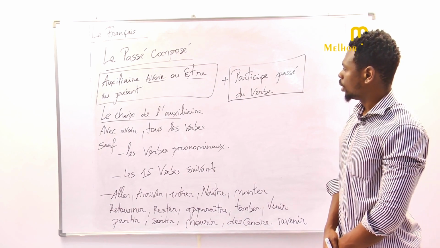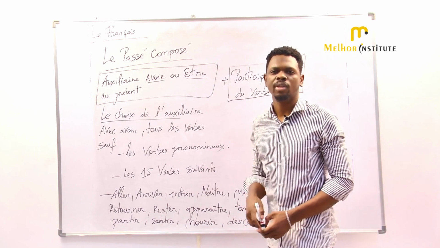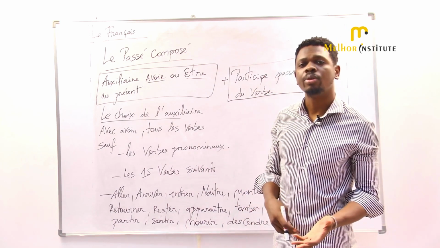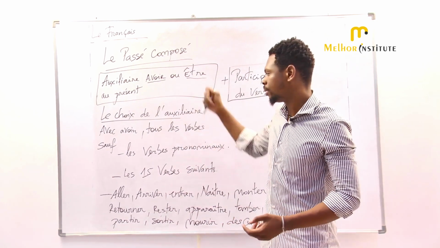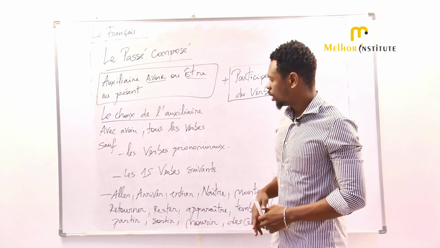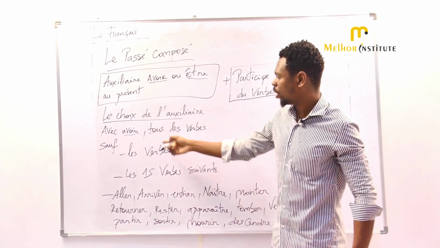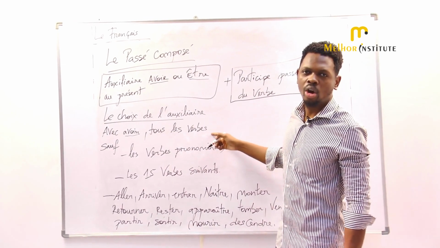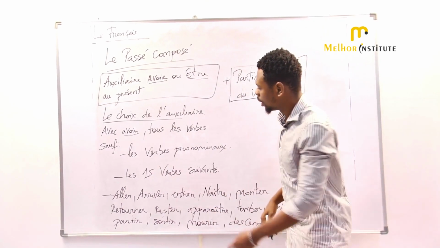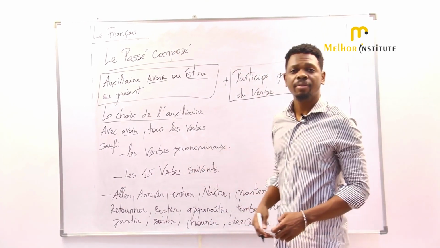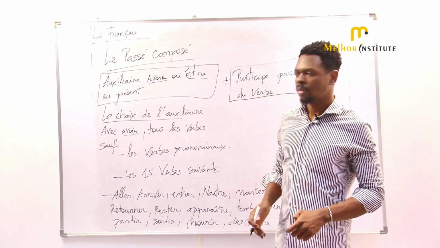Now, le choix de l'auxiliaire. The choice of the auxiliary. How do we know which verb has to go with which auxiliary? Avoir or être. Now, with auxiliary avoir, tous les verbes, all the verbs, sauf, except, les verbes pronominaux, reflexive verbs. They do not go with avoir, they go with auxiliary être.